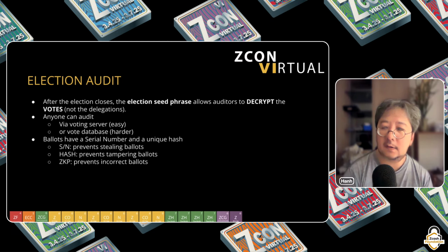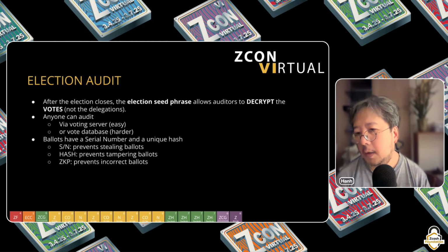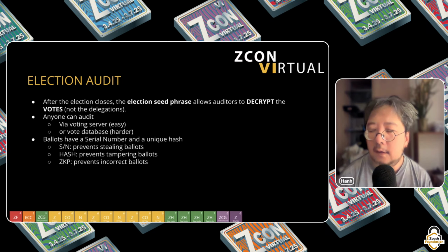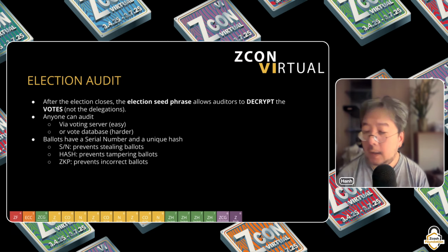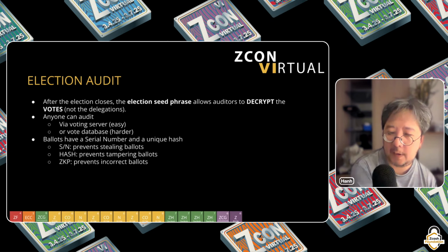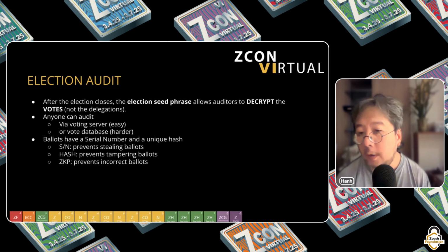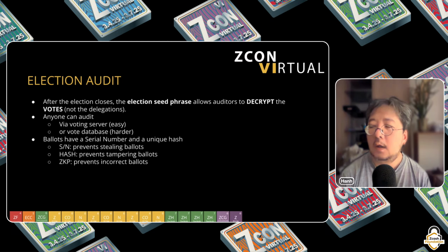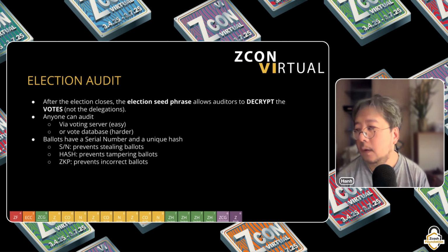So this application, you can run it. The only thing that it really needs is the decryption key that is coming from the creator. When you have created the election, you were given a seed phrase. This is the seed phrase of this election. Without that seed phrase, everything has been done for nothing because nobody can decrypt the votes. So it's very, very important that the creator keeps the seed phrase.